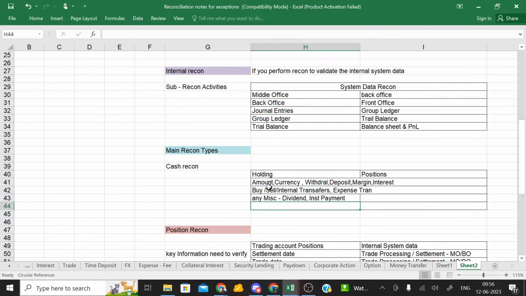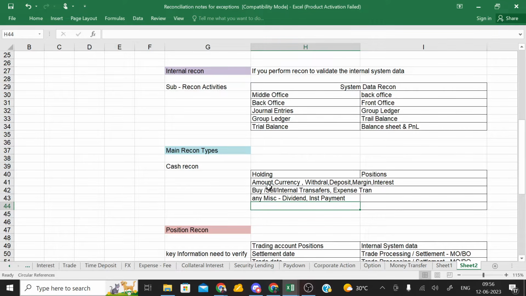It needs to be monitored, it needs to be matched, it needs to be calculated or measured in your cash only and updated in your bank accounts. So that's where your cash recon comes into the picture.